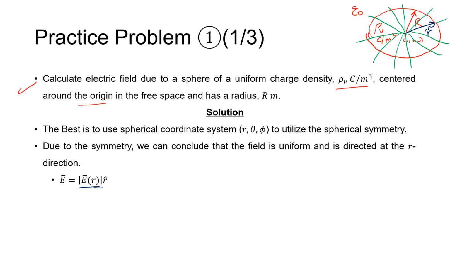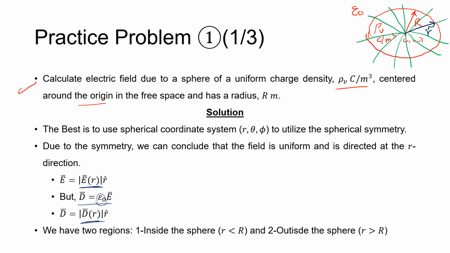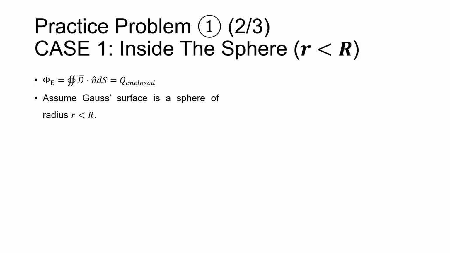It is in the direction of r, and also it is a function of r. Since we are using Gauss's law, we care more about D. The relation between D and E is D equal to epsilon naught E. Since this is a constant, D is also a function of r and is in the direction of r. And we need to understand that we have two regions. One region is just inside the sphere, and one region is outside the sphere. So we do the solution one time for inside the sphere and another time for outside the sphere.